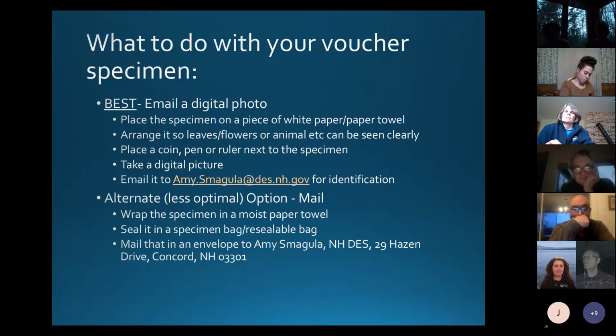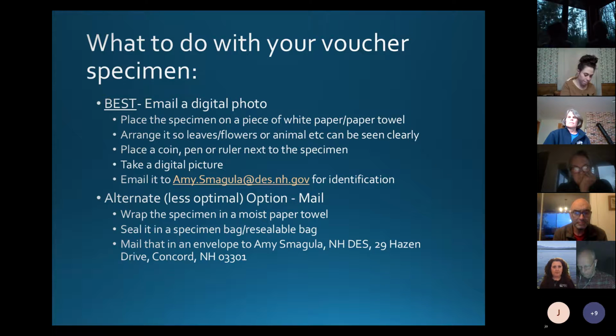So the best thing to do, and the easiest, and if you like instantaneous gratification, is email me a photo. I will respond right away. The best way to do that is to take a paper towel or a piece of white paper and lay the plant or the animal on there and arrange it so that the leaf detail or any other details can be seen. And then place something with scale, a coin, a ruler, a pen, something of known size, so I can see a scale next to the plant or animal. Take a digital picture and then email it off to me.